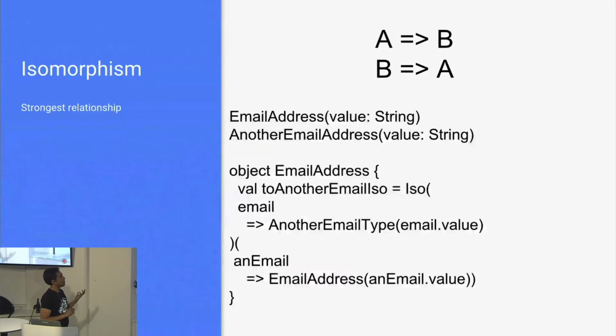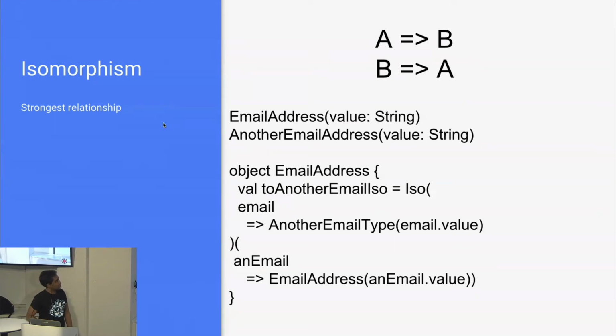The definition of an isomorphism is essentially equivalence. So whereas with our lens, we had to take an A plus a B to get an A, here, if we have an A, we can get a B. If we have a B, we can get an A. And an example of this would be our 2 email types.